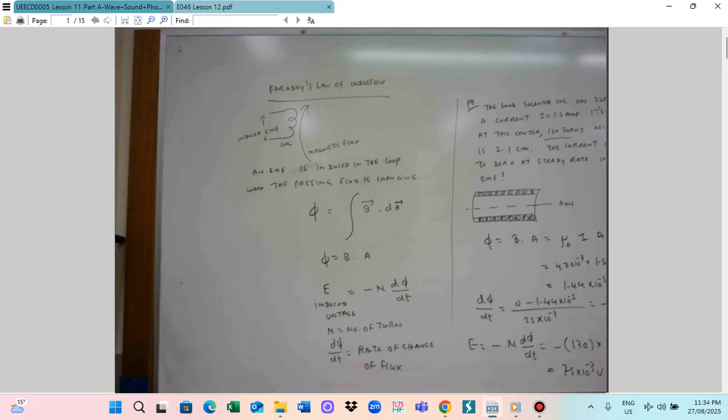So we can calculate phi. Phi is equal to B multiplied by A. Phi is equal to B into A. So this is for the flux.